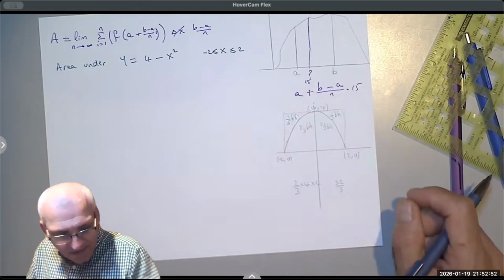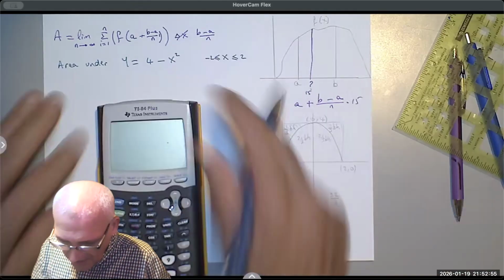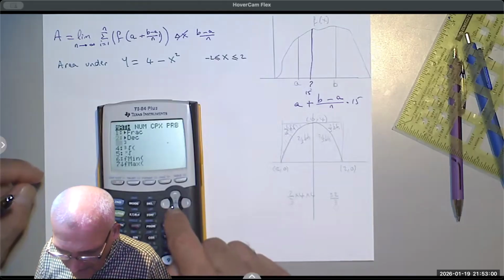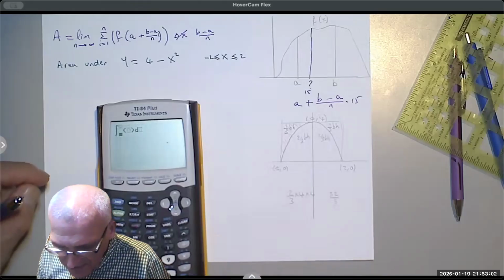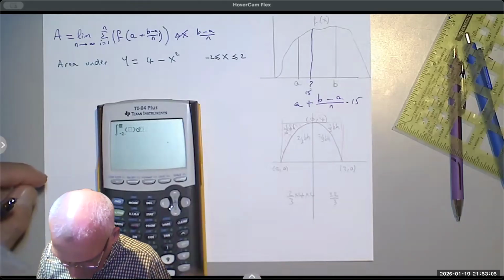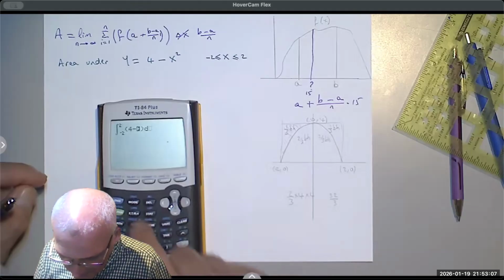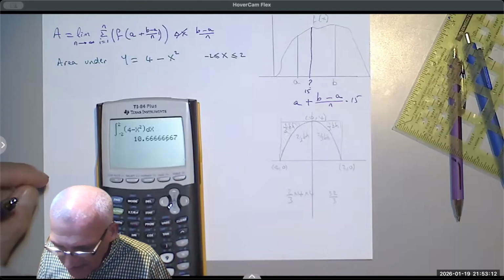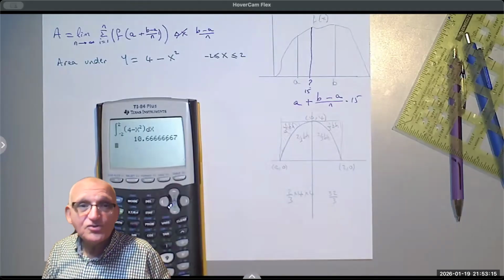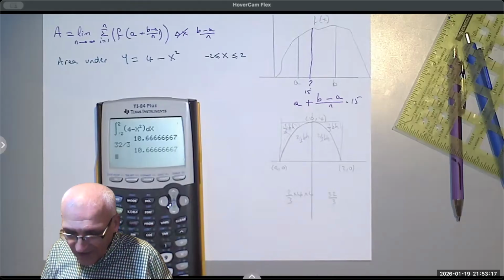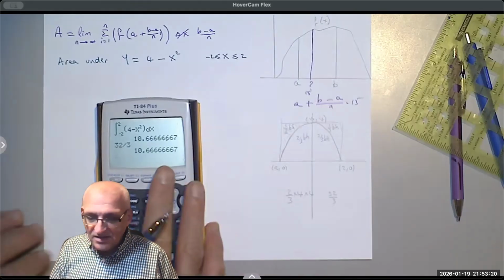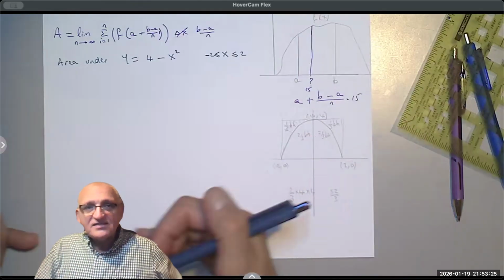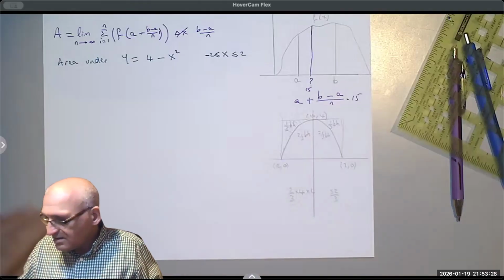So that should be the area. We can check first, go to math, and I think 9 is the definite integral from -2 to 2 of 4 minus x squared dx. That's 10.666, which is 32/3, correct. So I really don't need integration, but it's good to know the final answer, so if you get something wrong, you know where you messed up.